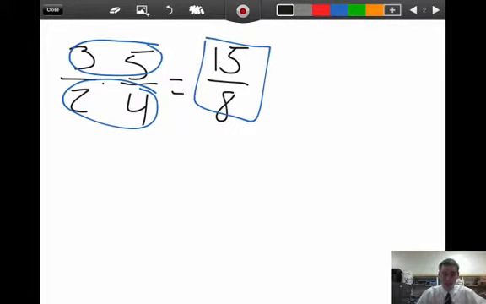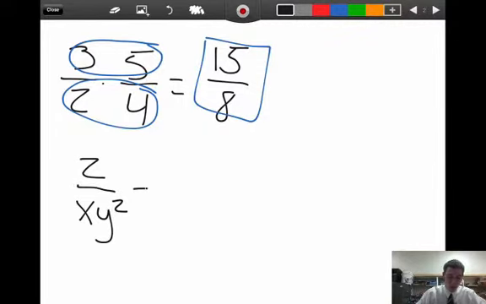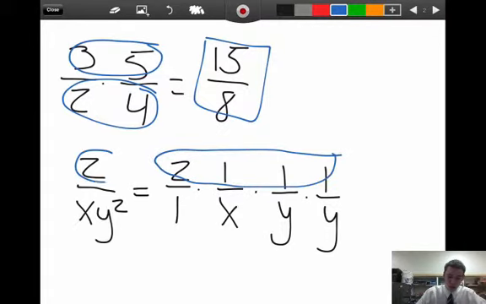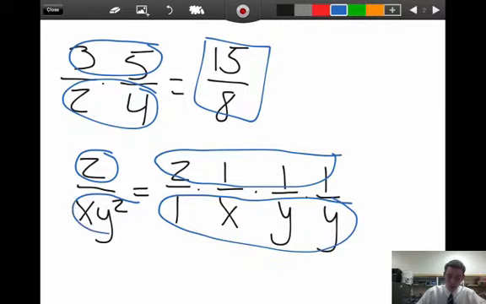Now remember, we can do the same thing with monomials that are divided. So if we have 2 over xy squared, we can rewrite this as 2 over 1 times 1 over x times 1 over y times 1 over y. Because when we multiply everything in the numerator, we get this numerator, and we multiply everything in the denominator down here, we get the denominator. And that's why we can split those up like that. And this will be very useful for when we're dividing by monomials.